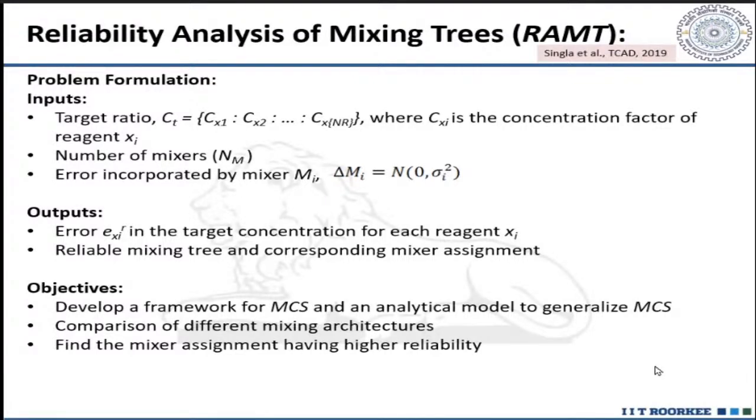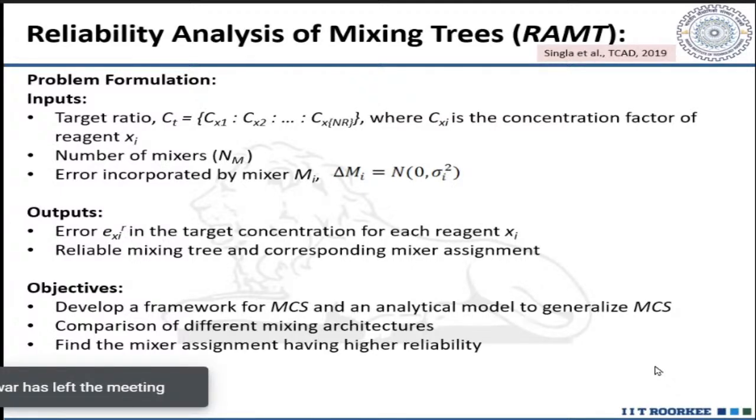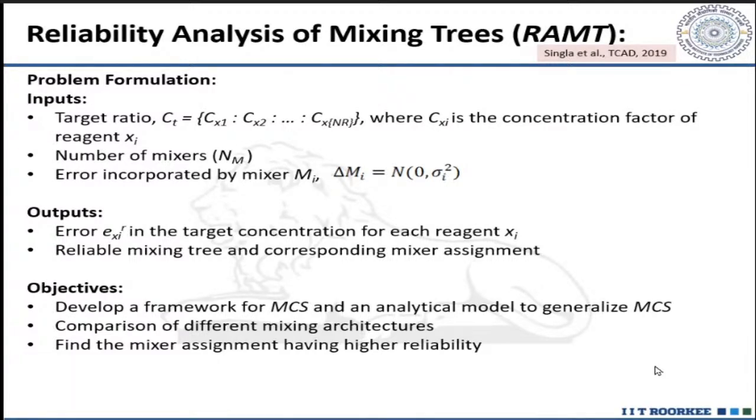Our mixing architecture means that we can have different types of mixers on the digital microfluidic biochip. So we explored these different types of mixers also, to see which mixer will be better, and to find the final mixer assignment having higher reliability. Suppose there are 10 mixing operations and there are 10 mixers, and they are assigned to different mixing operations. Now which assignment will be better, having the high reliability?